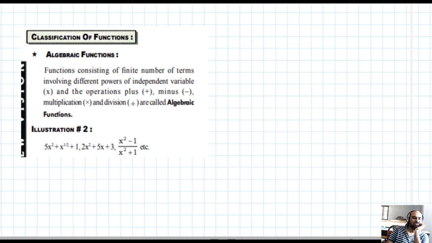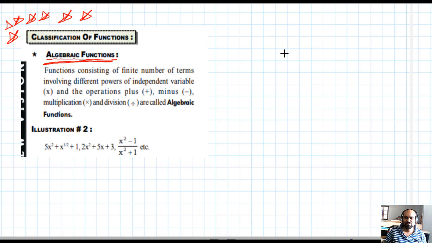Yeah, students. Next, very important one. That is classification of functions. Types of functions. We have several. So today I want to explain a few of them. First, algebraic function. This is important for us. Algebraic function: a function consisting of a finite number of terms involving different powers of the independent variable x and the operations plus, minus, multiplication, division is called an algebraic function.